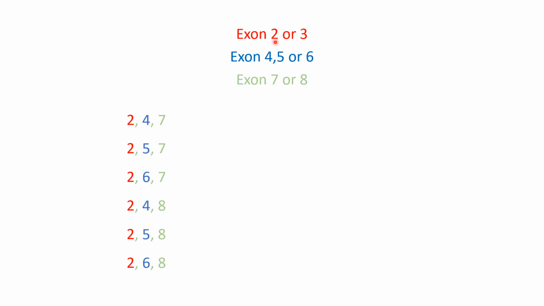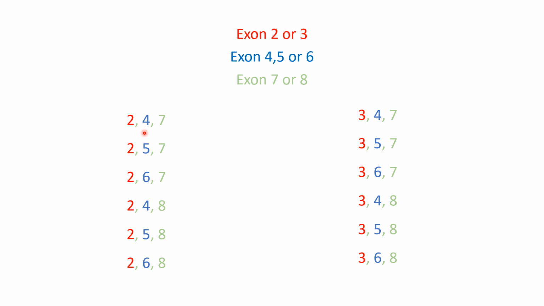But you could have exon 2 or you could have exon 3 in your combinations. So here, instead of being 2, 4 and 7, you could also have 3, 4 and 7. You could also get 3, 5 and 7, 3, 6 and 7, and you could also get 3, 4 and 8, 3, 5 and 8, 3, 6 and 8. Okay, so these are all the possible combinations that you can get for 2, these are all the possible combinations that you can get for 3, and together it's all the possible combinations that are available.